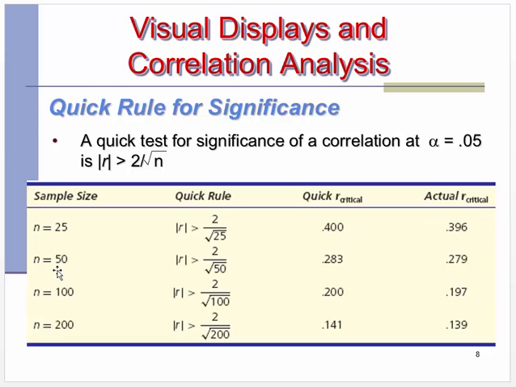For n equals 50, the calculated quick R is 0.283. The actual one is 0.279. For n equals 100, it's 0.2 and 0.196. For 200, it's 0.141 and 0.139. So you can use the quick test if you need to.